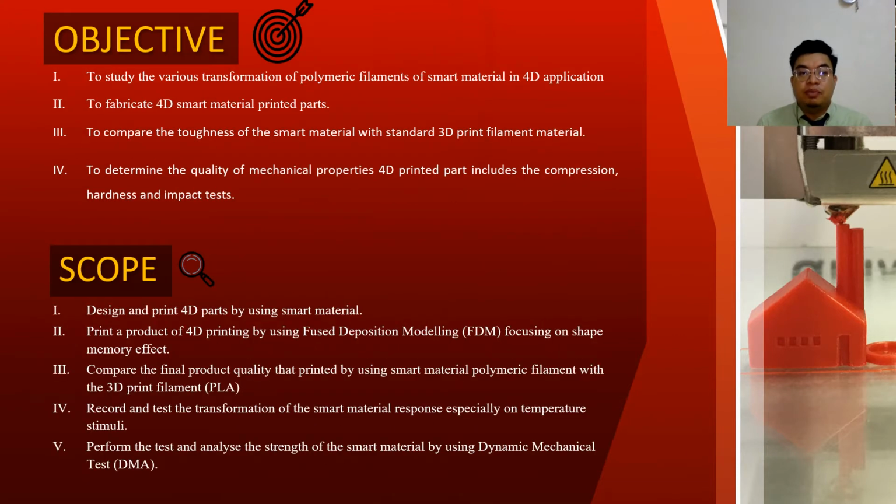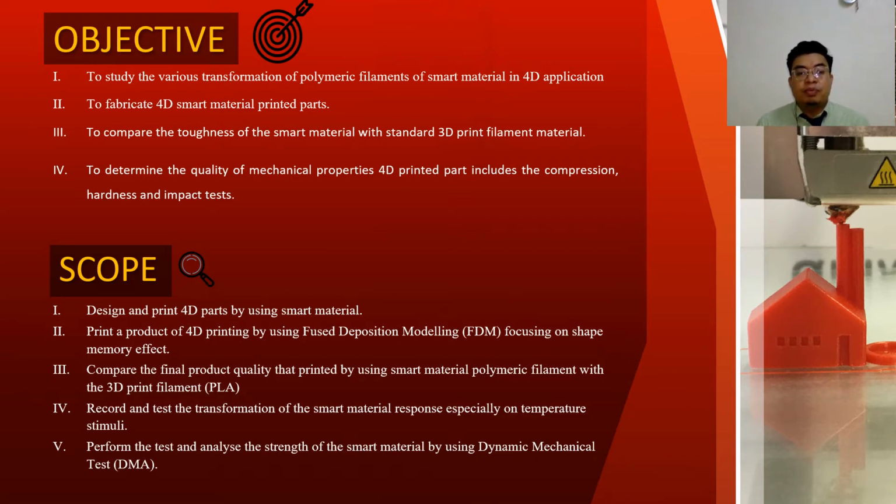In continuing this presentation, I would like to explain about objective and scope. The first objective is to study the various transformation of polymeric filament of smart material in 4D application. Next objective is to fabricate 4D smart material printed part. Then, we want to compare the toughness of the smart material with standard 3D printing filament. And the last objective is to determine the quality of mechanical properties for the printed part, including the compression, hardness, and impact test.